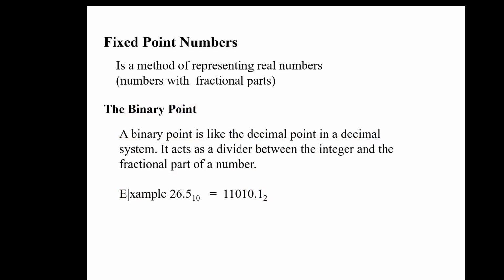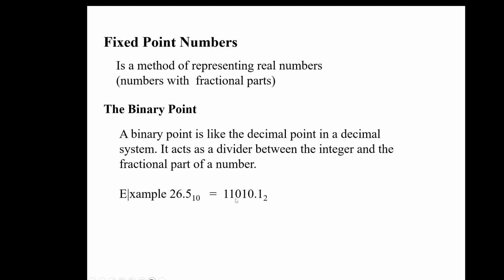So one way to represent fractional values is using fixed point numbers. What's a fixed point number? It is a number where the binary point is fixed at a given location. For example, in decimal, if you have 26.5, the decimal point is after the digit 5 in the decimal system.